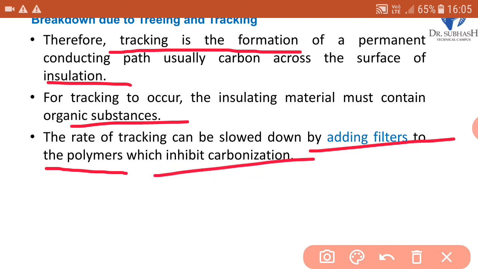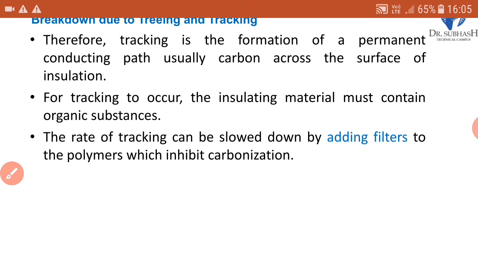So this is the tracking. So in solids, breakdown may be due to treeing and tracking.